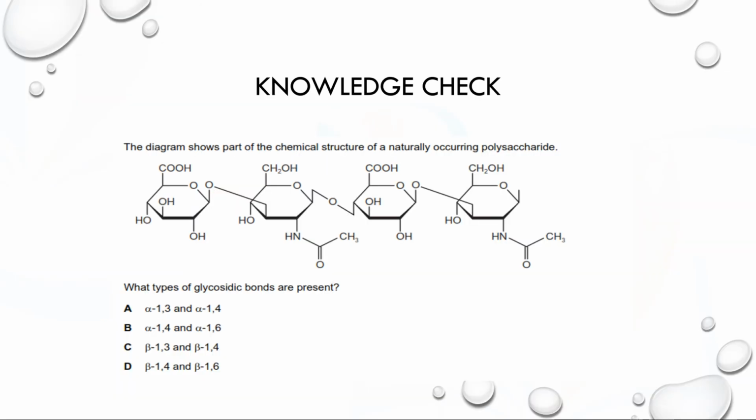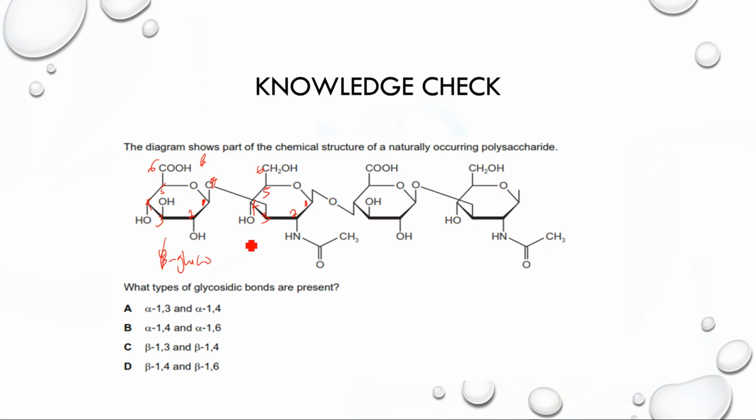All right, look at this. The diagram shows part of the chemical structure of naturally occurring polysaccharides. What type of glycosidic bonds are present? If you check, the OH of this one is up, so this is beta. The OH is attached to the first carbon atom, then second, third, fourth, fifth, and this is sixth. And if you check this one also, 1, 2, 3, 4, 5, 6. So this first one is beta glucose.